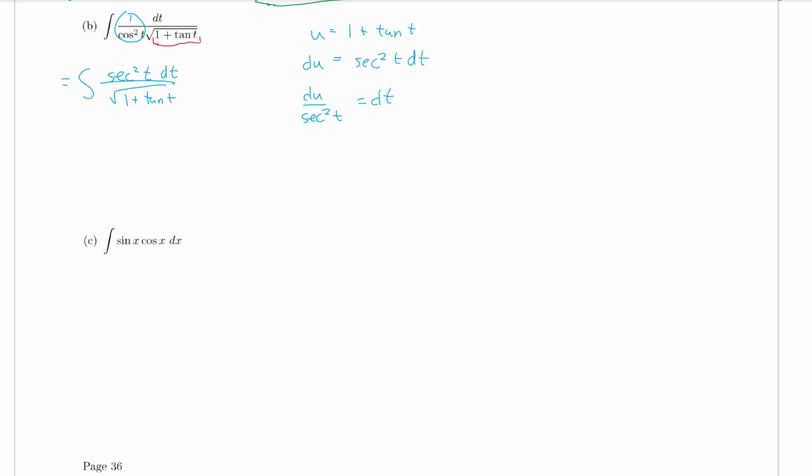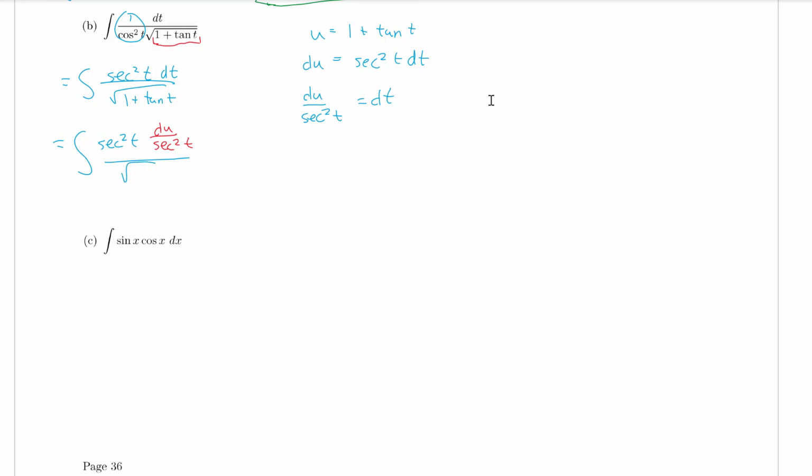And then I do have that secant both in my dt and in my original integrand that I should get to cancel out. So now let's go ahead and substitute some things in here. So I'm going to leave this secant squared of t, and then I have that dt is equal to du over secant squared of t. So that secant squared and that secant squared right there are both going to cancel out.